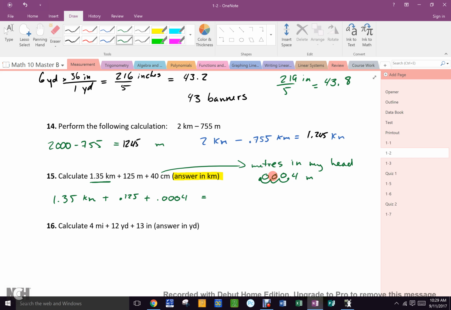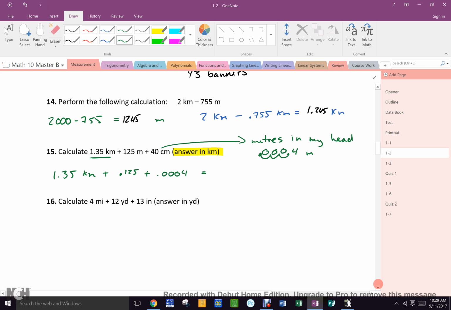Everybody good? So look at 16 and tell me what you wouldn't change. You don't need to change the 12. So that guy's good. But what do I need to do with miles? Turn it into yards. So I have miles and I need yards. So I got to check my chart, right? Yards is what I want. Miles is what I have. What's the numbers?